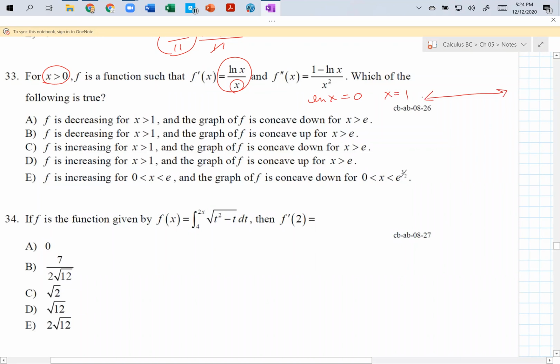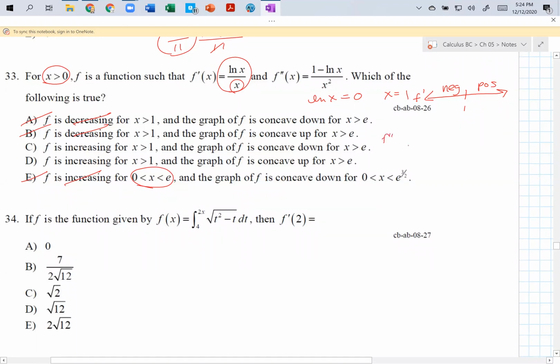So let's create a number line for f prime at 1. And I think it's pretty clear that it's positive when x is bigger than 1 and negative when x is less than 1. And these are all being greater than 1. And so the decreasing answers can't be right. And this one has from 0 to e. So that one can't be right. So we're down to C and D right now.